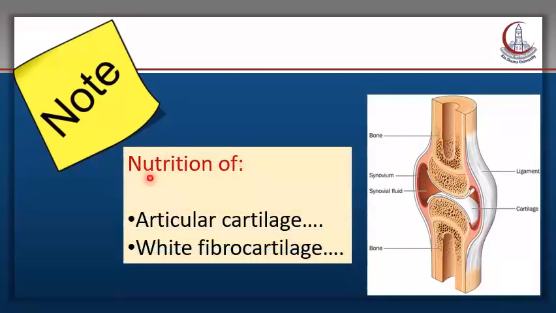We said in the last lecture that we have two types of cartilage that do not contain perichondrium, which are the articular cartilage, this hyaline cartilage is not covered with perichondrium, and the white fibrocartilage, which also is not covered with perichondrium. So nutrition of articular cartilage occurs via synovial fluid and blood vessels present in the synovial membrane. Nutrition of the white fibrocartilage occurs by blood vessels that are present in the collagen fibers, collagen type 1, that form the main structure of the white fibrocartilage.